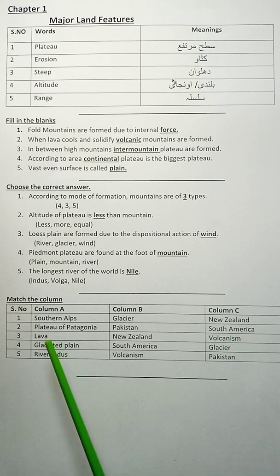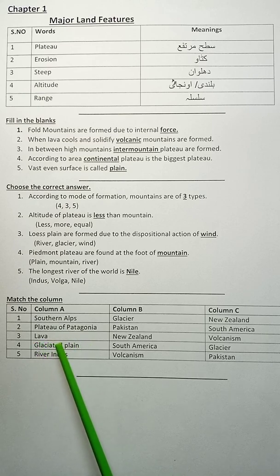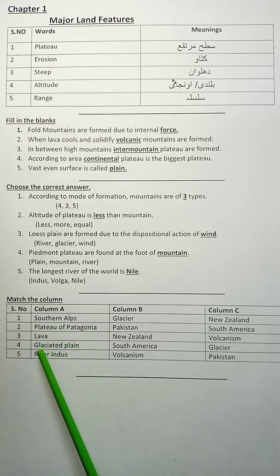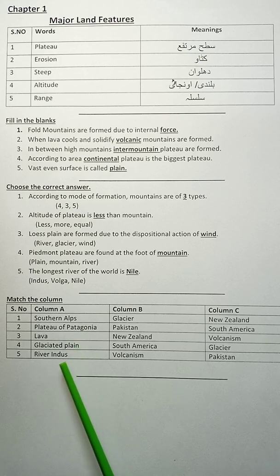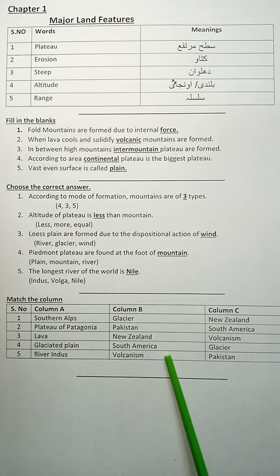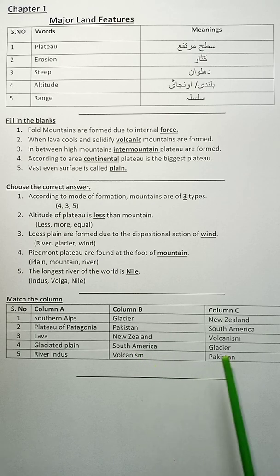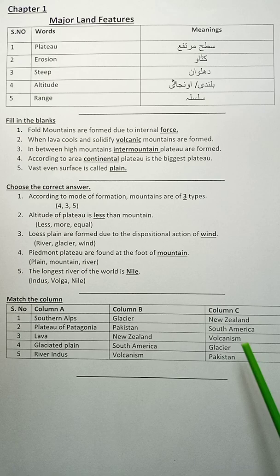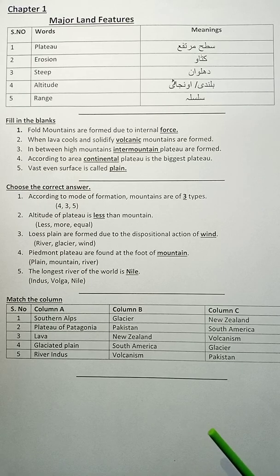The words are Southern Alps, number 2, Plateau of Patagonia, number 3, lava, number 4, glaciated plain, number 5, river Indus. The answers are in column B, glacier, Pakistan, New Zealand, South America and volcanism. The correct answers in column number C. The correct answer for number 1 is New Zealand, South America, volcanism, glacier and Pakistan. Students, now draw a finishing line at the end.